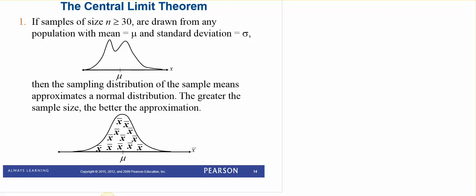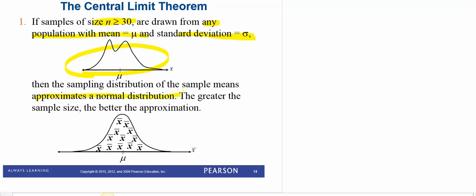If you were to pick sample sizes that were 30 or bigger, drawn from any population with a mean that we're going to call mu and a standard deviation that we're going to call sigma, then the sampling distribution, so it doesn't matter what the population looks like, if it's bigger than 30, always approximates a normal distribution. And the greater the sample size, the better the approximation.